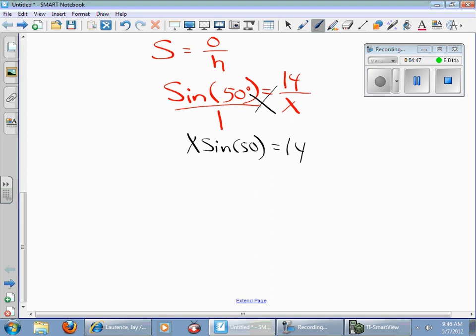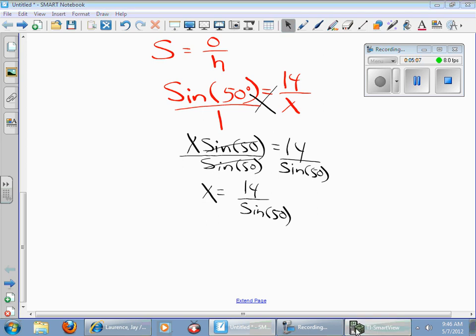Now, X is not alone. What's keeping it from being alone? The sine of 50. So I'm going to divide each side by the sine of 50 degrees. These will cancel. I'll have X equals 14 divided by the sine of 50 degrees.